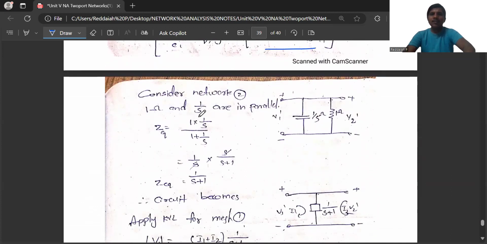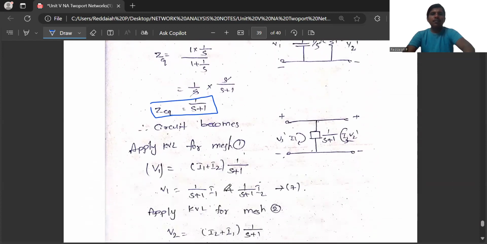1 ohm and 1 by S are in parallel. Z equivalent we have to calculate. That is 1 into 1 by S divided by 1 plus 1 by S. Then Z equivalent is 1 by S plus 1 you will get. Therefore, the circuit becomes like this: 1 by S plus 1, I1, I2.